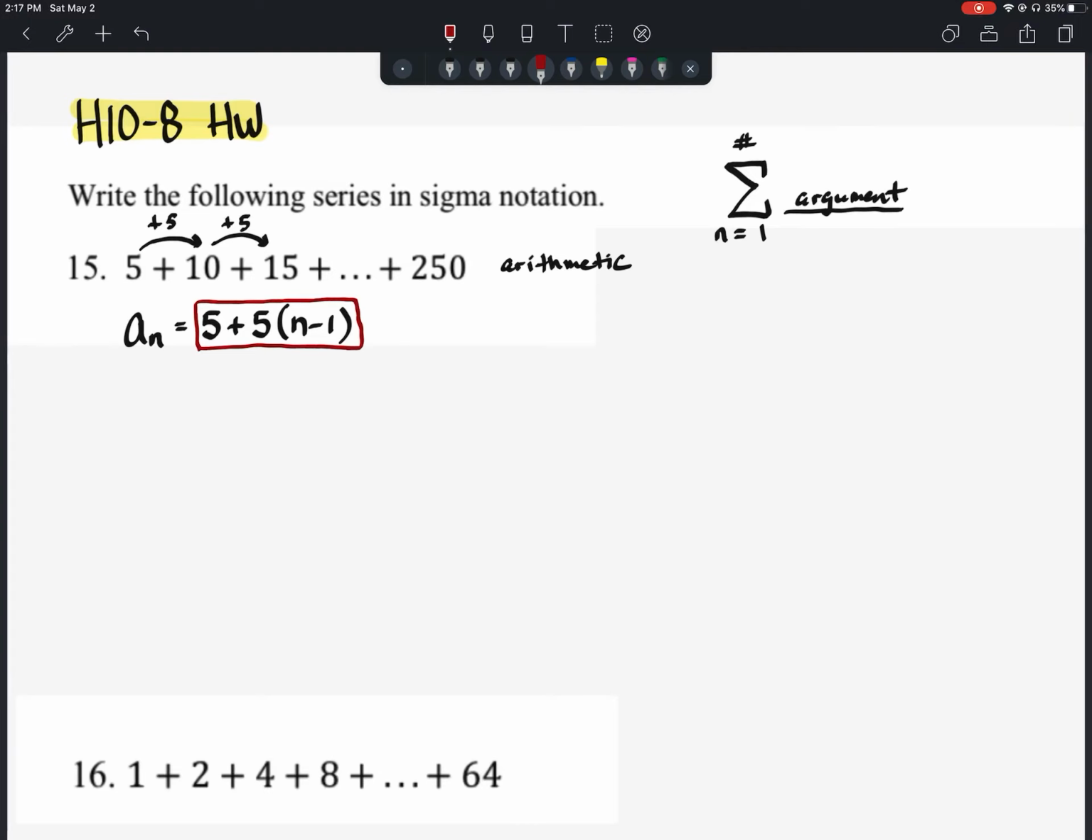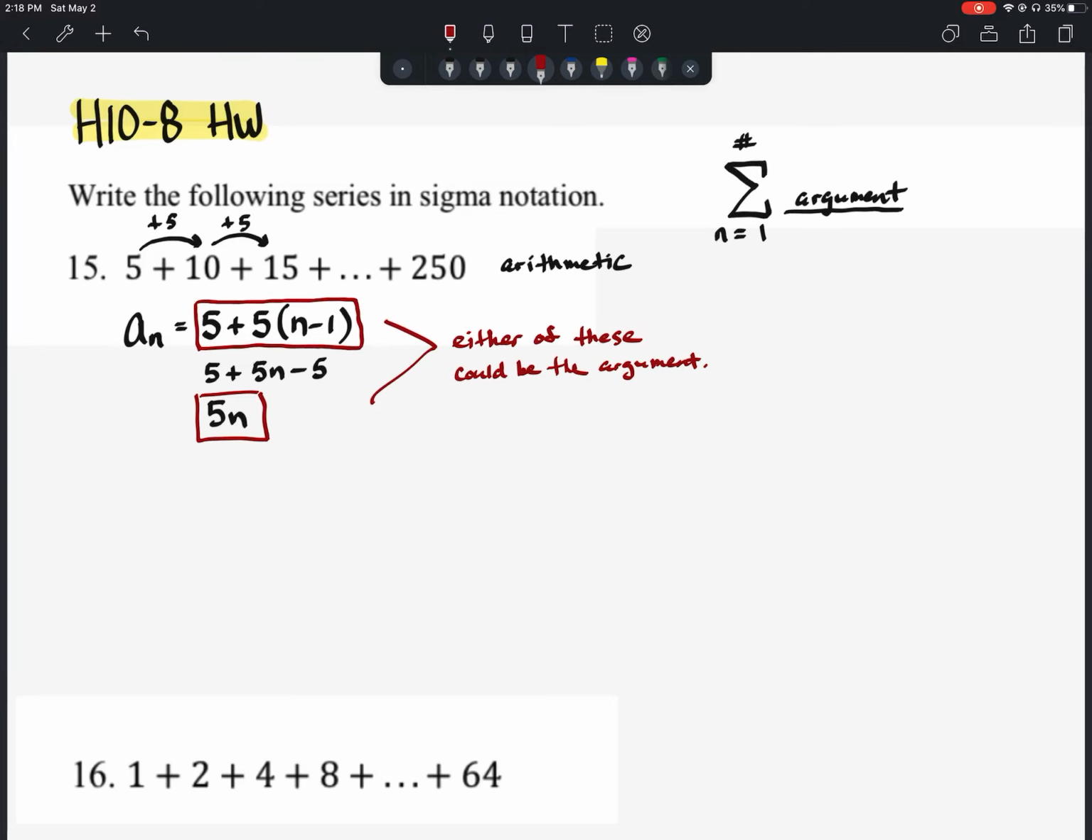Some people will prefer, though, to simplify it down, right? If I distribute my 5 through there, I have 5 plus 5n minus 5, which is going to give me just 5n in the end. Either of these could be used for the argument. So I just want to make sure we're clear on that. Either of those could be the argument there.